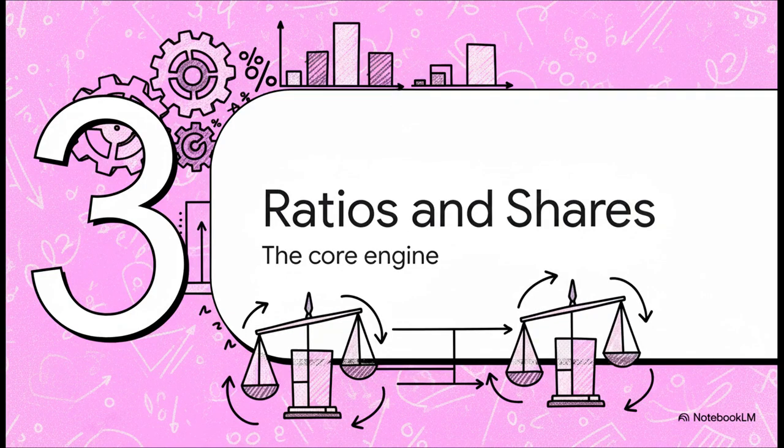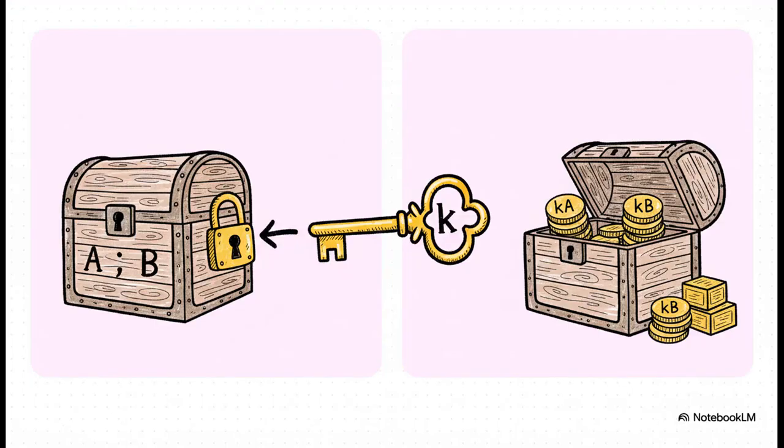Okay, next up, handling ratios and shares. You can think of this as the core engine that really drives the whole topic. Get this, and everything else gets easier. So here's probably the most important concept you need to get. When you see a ratio, like 3:5, it's not just a comparison. It's like a secret code. And to unlock that code so you can use it in equations, you just have to attach a constant multiplier. We always call it k. So A becomes 3k and B becomes 5k.